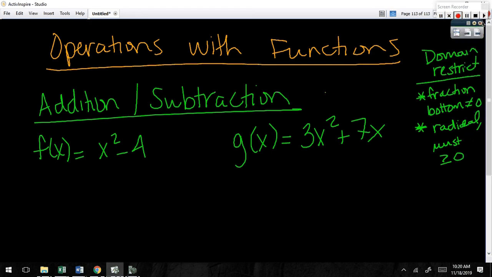Range, we really look at graphically to find that. Domain's really an algebraic thing, but range we usually look at graphically.